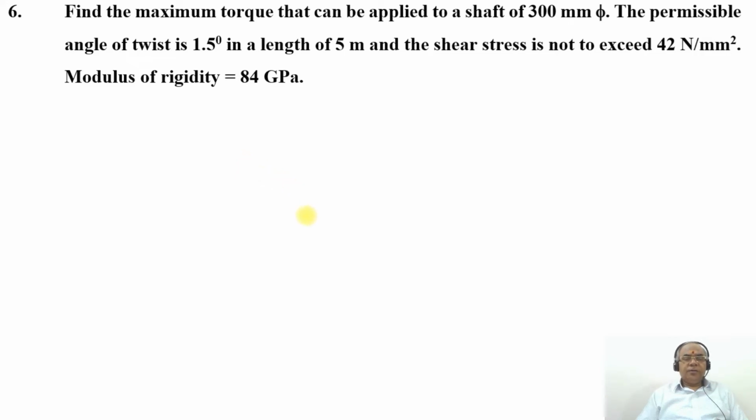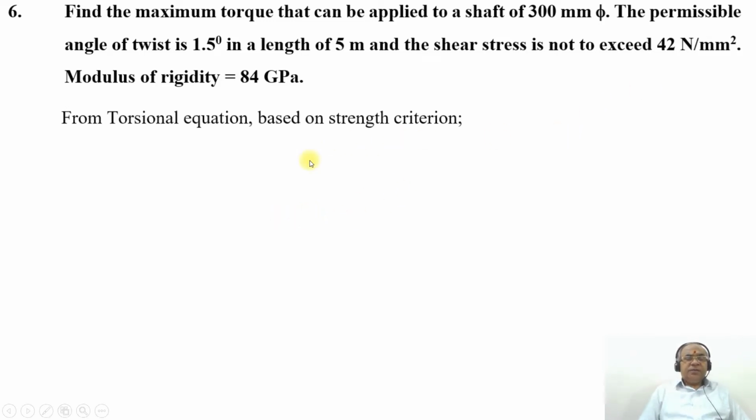Now, in this video, we are going to take up one more problem. Problem number 6. Find the maximum torque that can be applied to a shaft of 300 mm diameter. The permissible angle of twist is 1.5 degrees in a length of 5 meters, and the shear stress is not to exceed 42 N/mm². The modulus of rigidity is given as 84 GPa. So this is the problem which we need to solve.